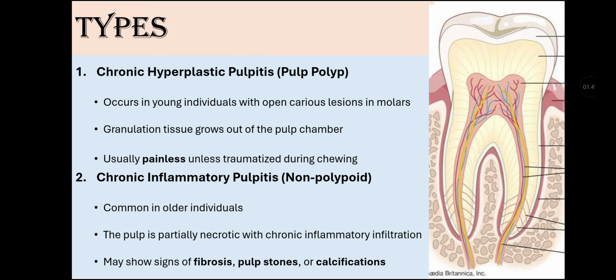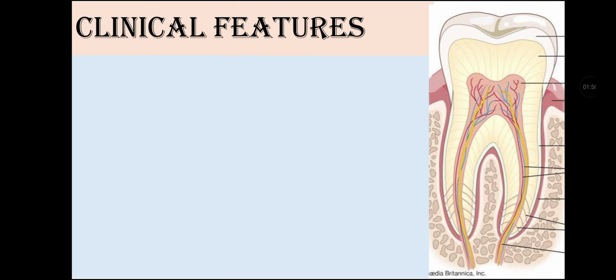The second type is chronic inflammatory pulpitis, also called non-polypoid. It is common in older individuals. The pulp is partially necrotic with chronic inflammatory infiltration, and it may show signs of fibrosis and pulp stones and calcifications.